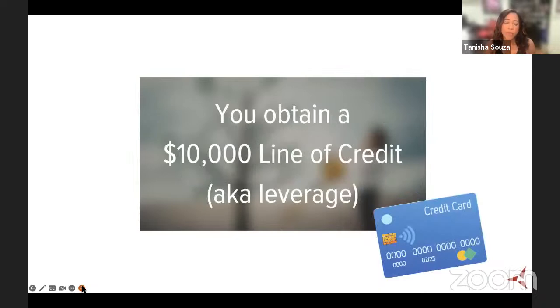You obtain a $10,000 line of credit, also known as leverage. I have a credit card here just so that those of you who are not familiar with lines of credit understand, we don't use credit cards to make this work. You can use cash value life insurance, a HELOC, a business line of credit, or a personal line of credit. Those are different than credit cards, but just so you understand that it works revolving: you borrow against it, you can use it, and then you can reuse it once it's paid off. That's really the key here, the type of leverage we're using.